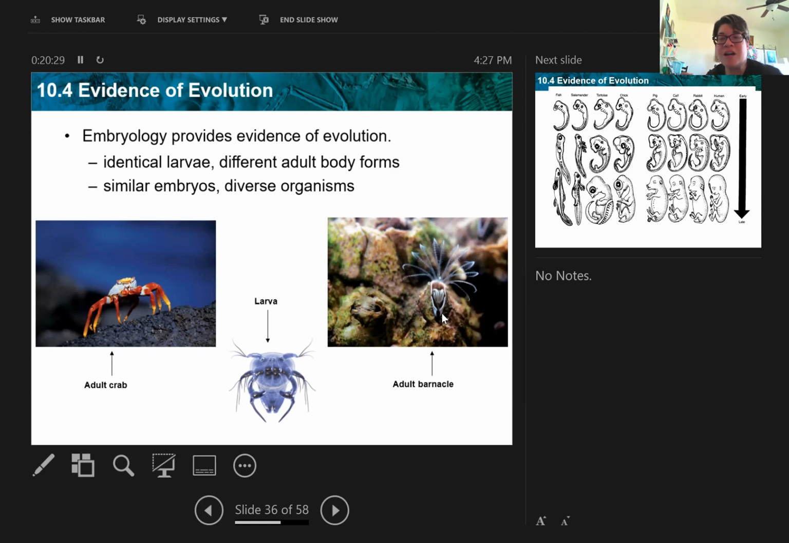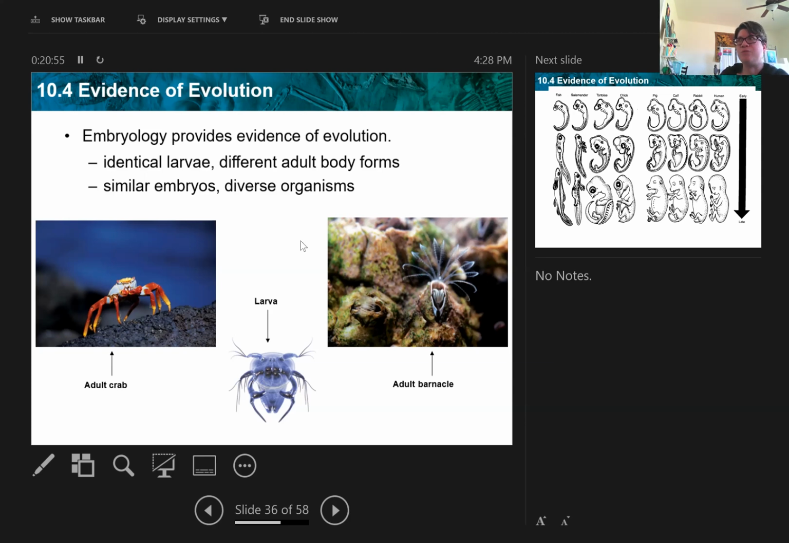So for a long time, people did not think crabs and barnacles were at all related until they saw their larvae. And then they were like, oh my gosh, they look exactly the same as babies, and then they diverge. So now they're in the same phylum, Arthropoda. And they're not in any further down than that. So now we know that they're really similar.